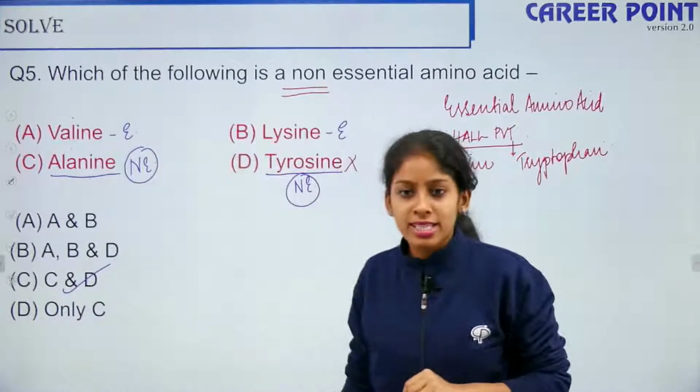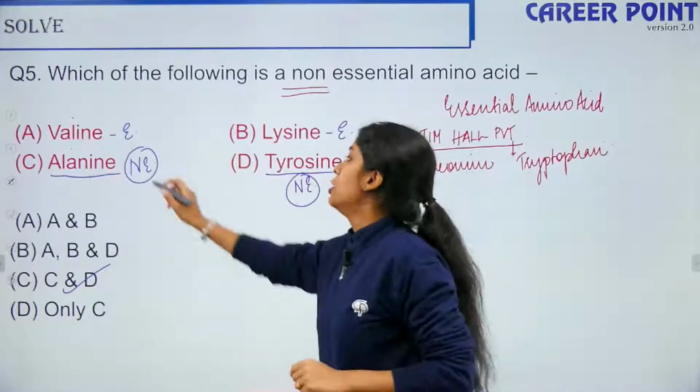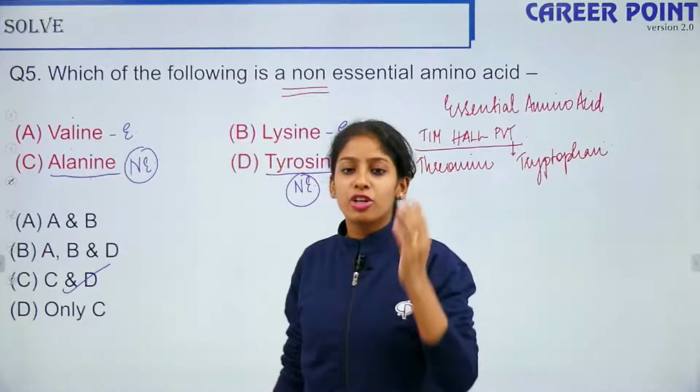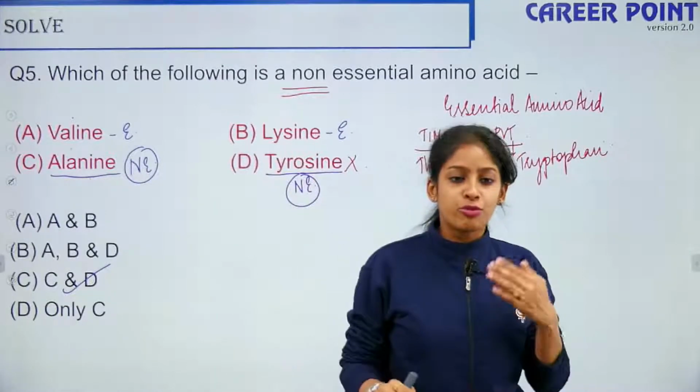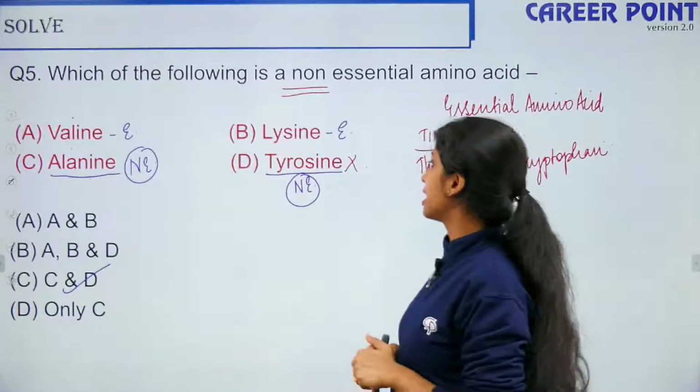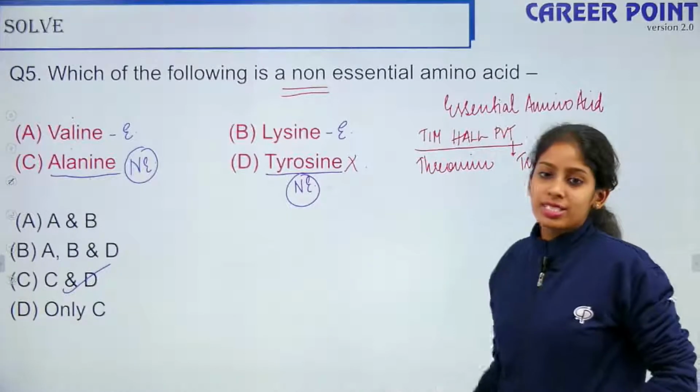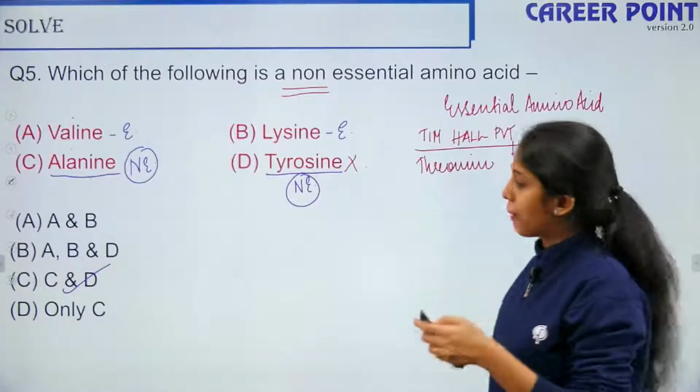So I guess Prince said C. Absolutely right. So alanine and tyrosine are non-essential amino acids. So this is how you get confused. Even for me it's confusing, then it's definitely confusing for you as well. So questions of these type. Yes, Prince, you're absolutely right.